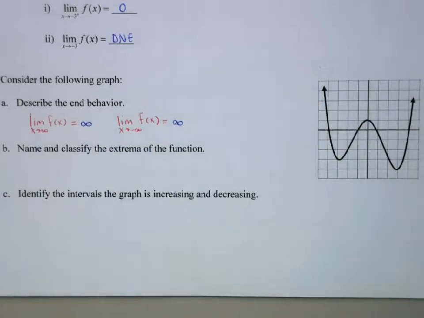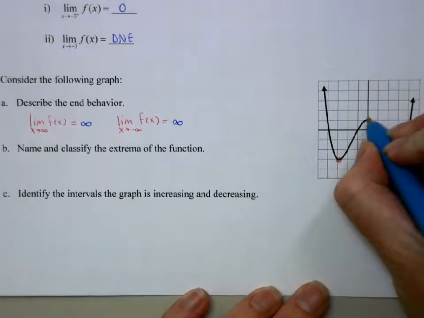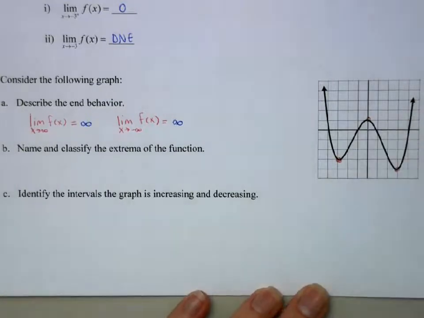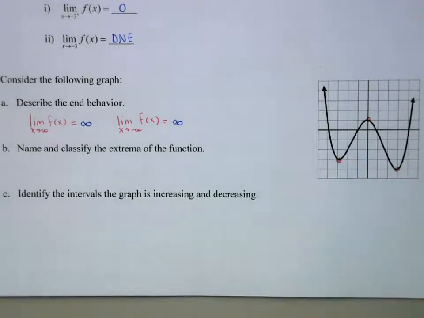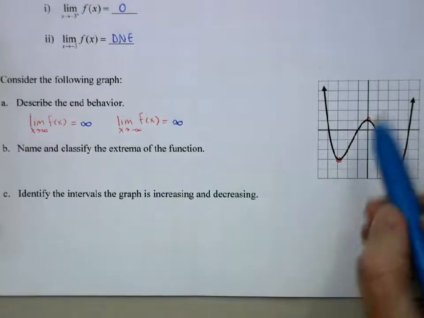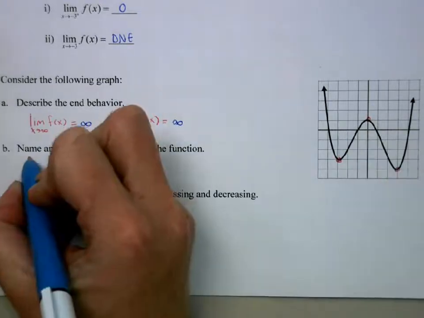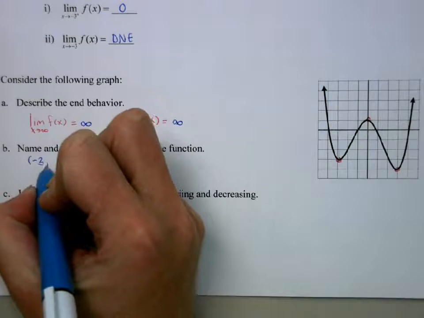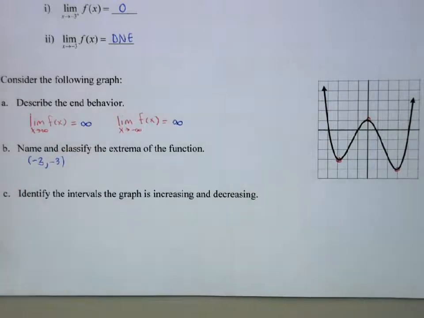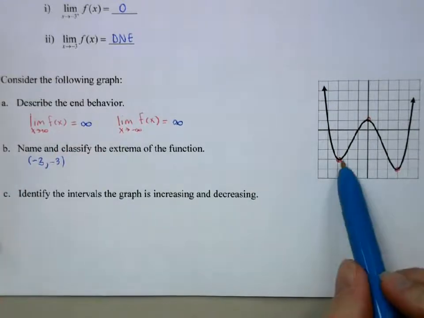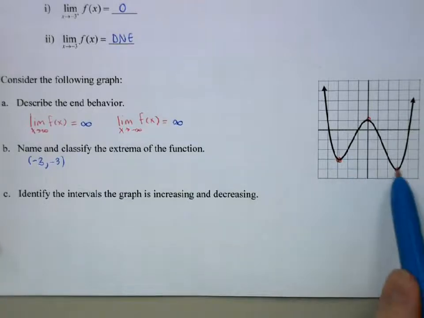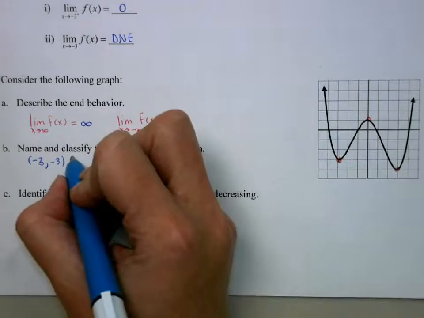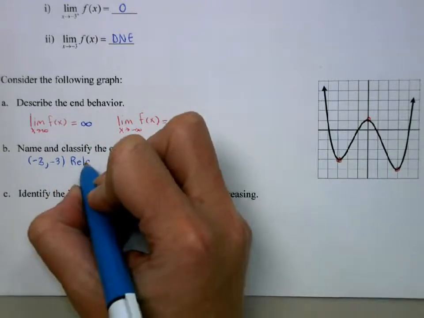Name and classify the extrema. The extrema are the maximums and the minimums. So there are 3 of them here. We have a maximum and 2 minimums. This first one, -3, -3, that's the naming portion, just identifying the coordinates. The classification: it's a minimum, but it is not the most minimum. So we call this a relative minimum or a local minimum.